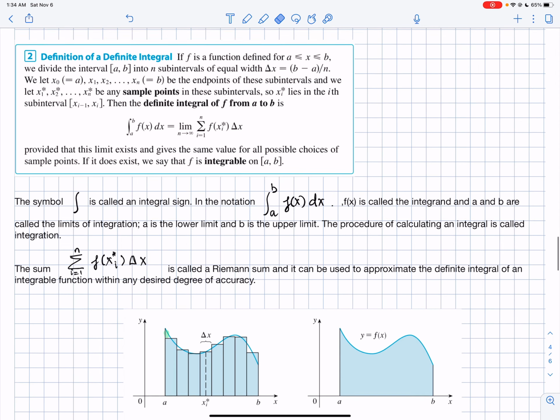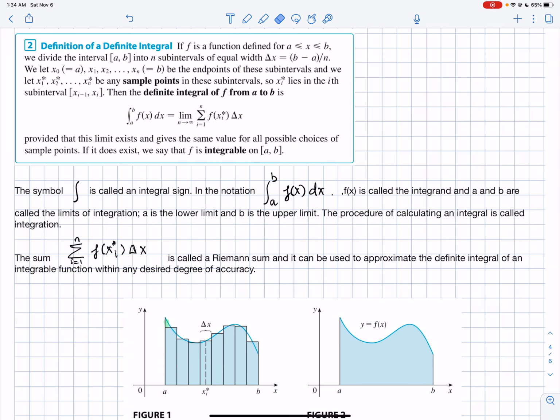So let's look at the symbol, and then I will explain this definition. On the left hand side, we have this notation. It looks like an S, and it is called the integral sign. The function f of x is called the integrand, and a and b are called the limits of integration. A is the lower limit and b is the upper limit. The procedure of calculating an integral is called integration.